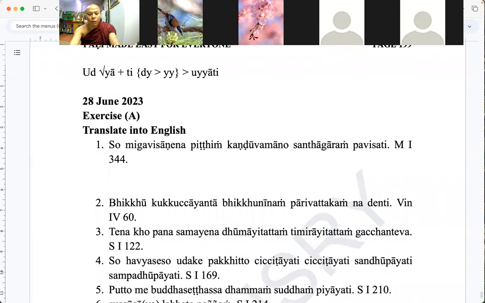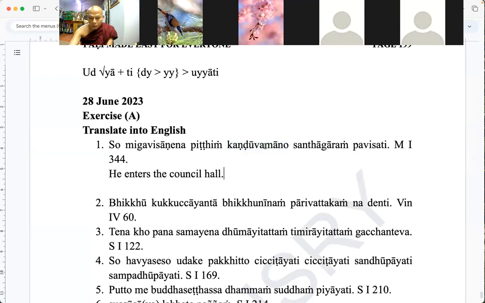So here we know the verb, and the object is santāgāraṃ. He enters the council hall. Enters the council hall, but doing what? Here is a present participle: kaṇḍuvamāno, doing what.